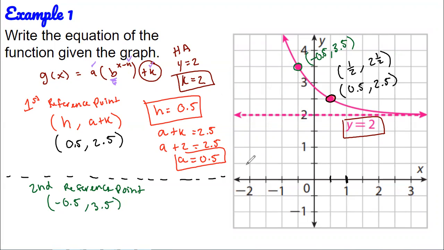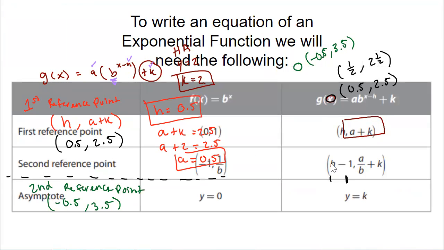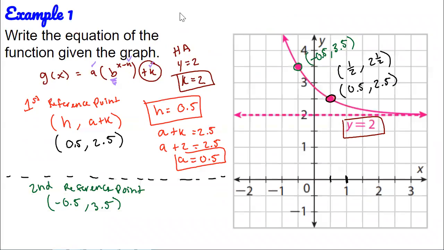Now in our table, we have more values on there for our second point. You guys have it in front of you. It's that first little box. We're still using this one. For our second reference point, it was what? H minus 1 and a over b plus k. Okay, so let me write that down. H minus 1, a over b plus k. All right, so we already know the value of h. It is 0.5. So if we have 0.5 minus 1, it gives us negative 0.5.